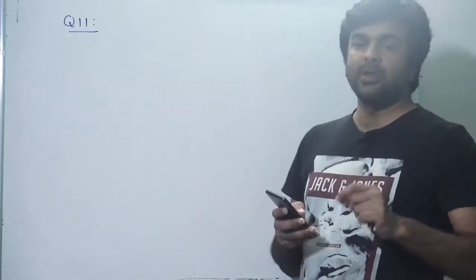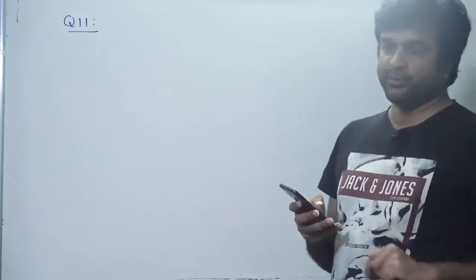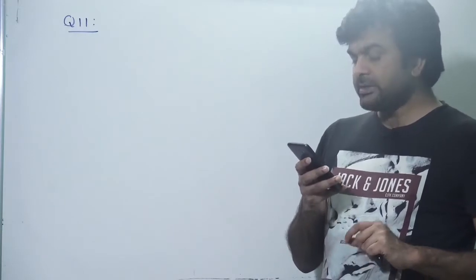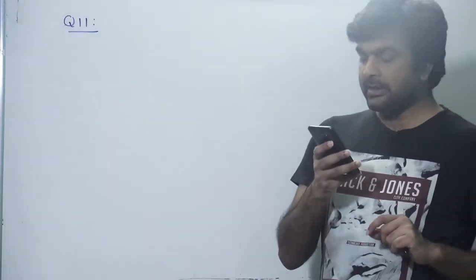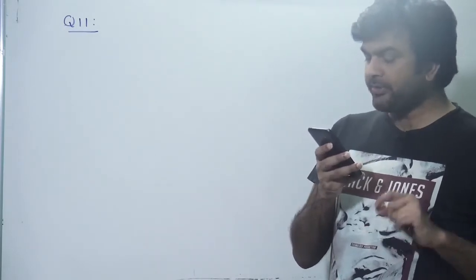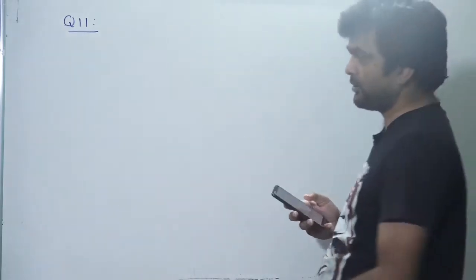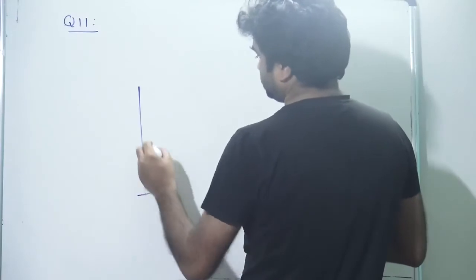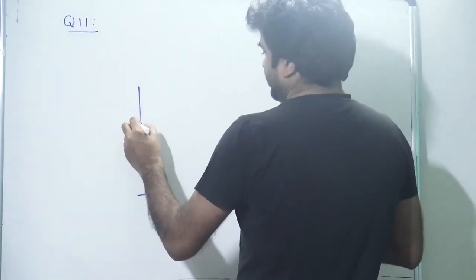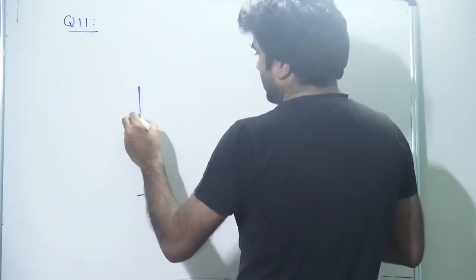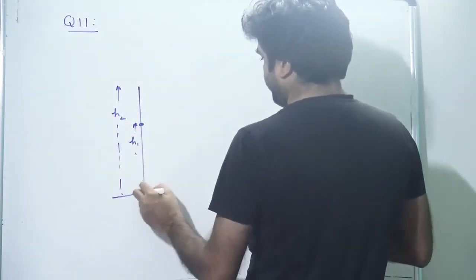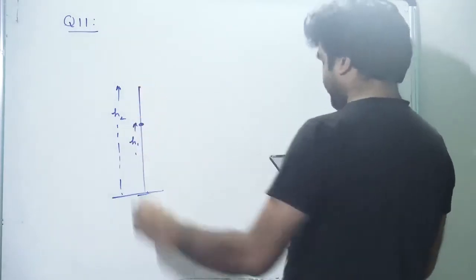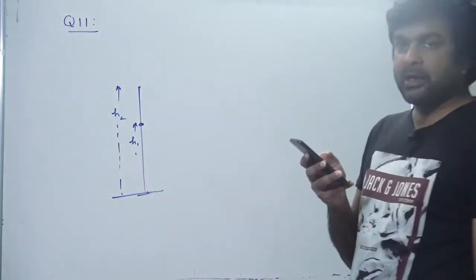So question number 11 is a very good question. It says that two small balls having same mass and charge are located on the same vertical at height h1 and h2. So let us say this is the height h1 and this is the height h2. In same vertical line they are.